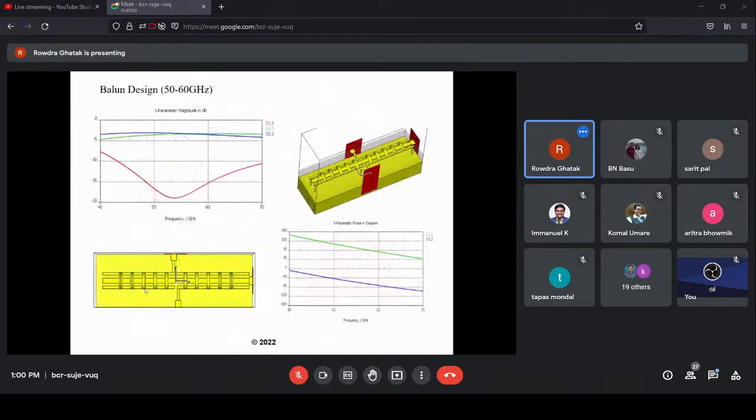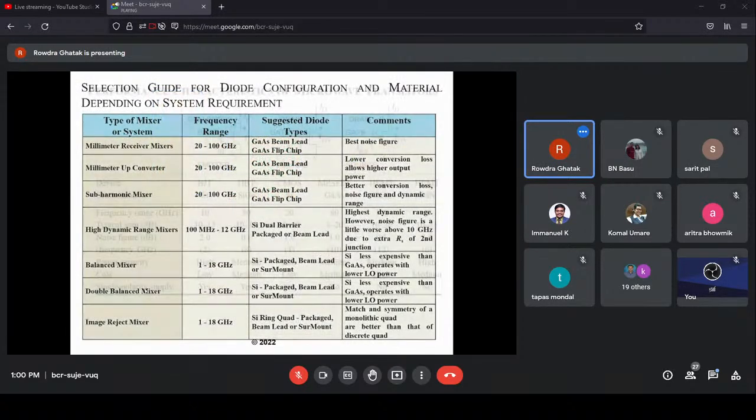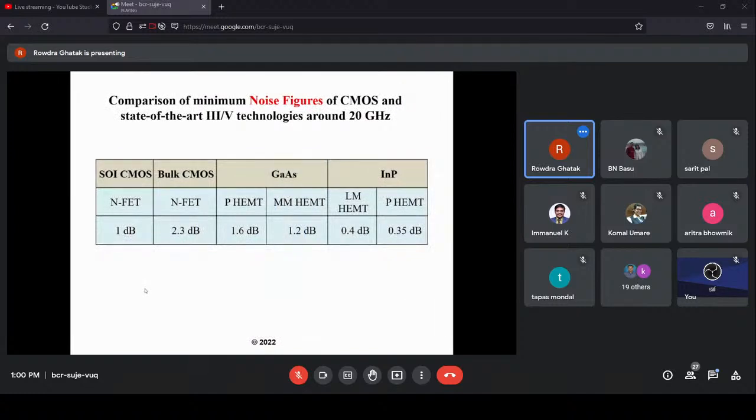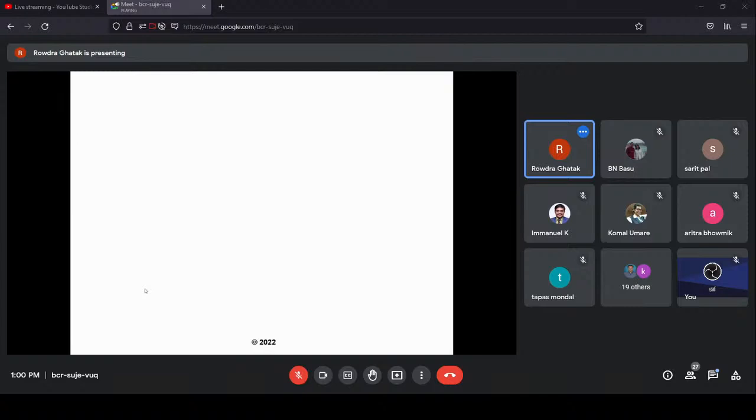Some examples of, again, the 50 to 60 kilohertz baluns and filters. The various transistor performances are provided here, so you can have a comparative study in choosing what transistor you're going to use for an LNA, RFIC or MMIC, or going for the CMOS buildup, or making an SOC. You're either going to implement the entire CMOS process, or you're going to implement the SOC on gallium arsenide. See the noise figures for the different transistors. In fact, gallium nitride is having still less compared to them.